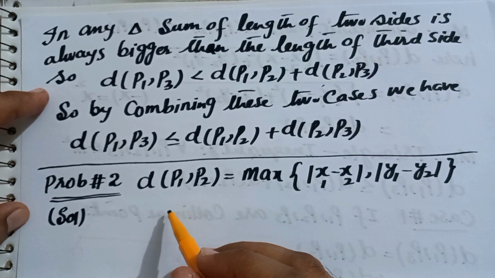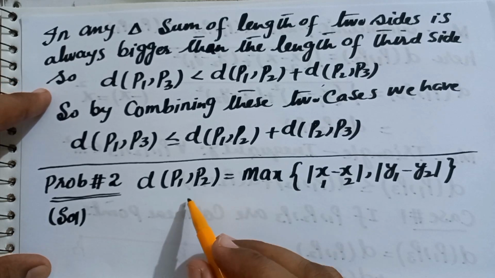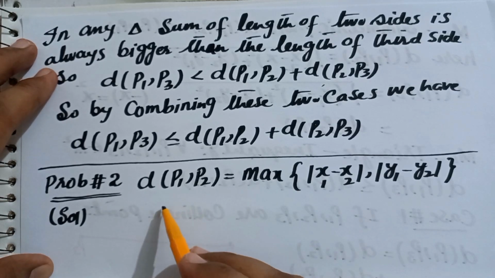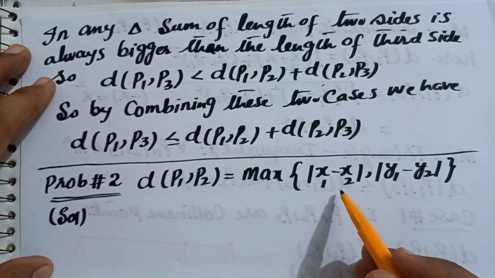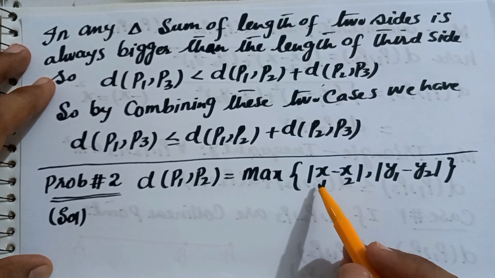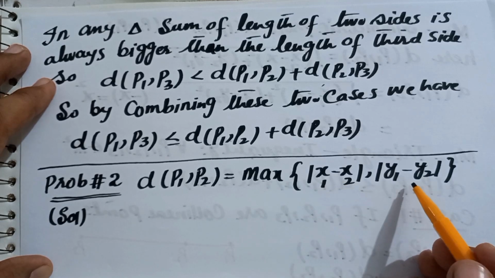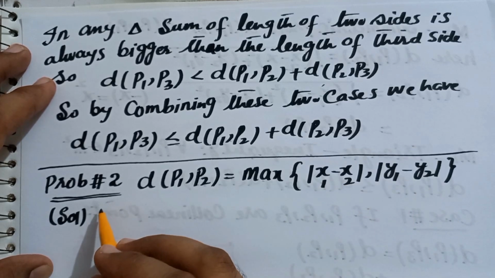Next, our second example is metric D. The distance function D over the points P1 and P2 is defined as the maximum of two absolute values. First is the absolute value of x1 minus x2, and second is the absolute value of y1 minus y2.